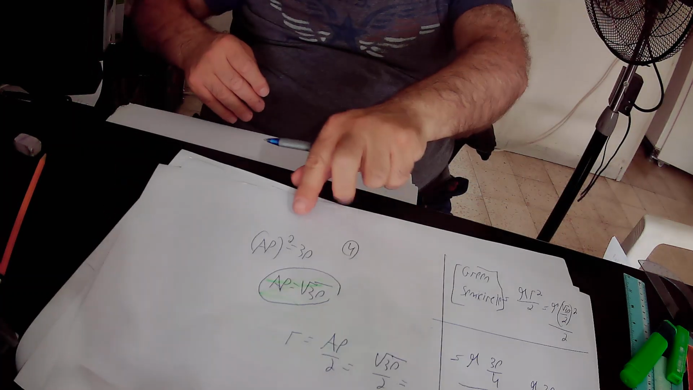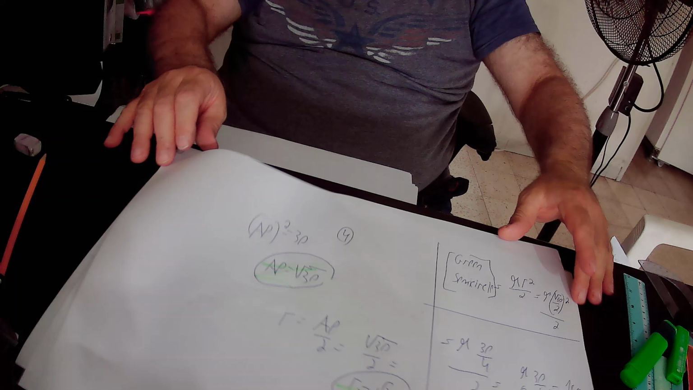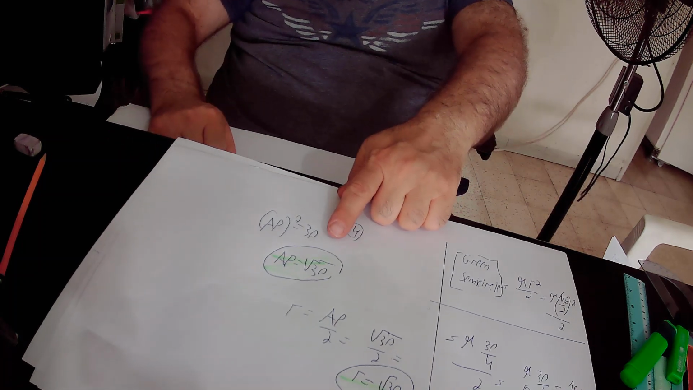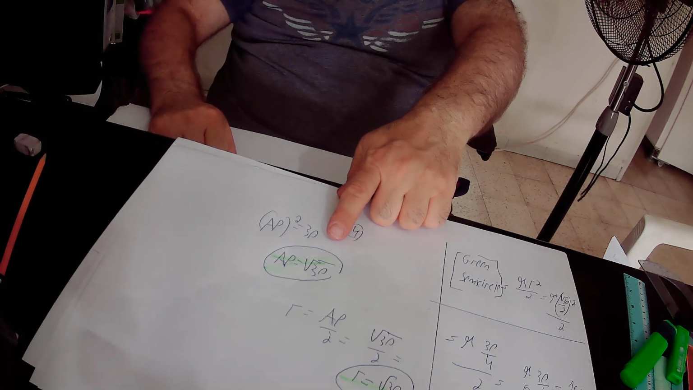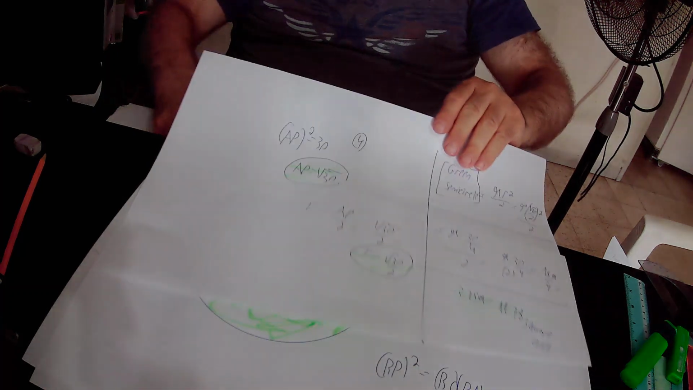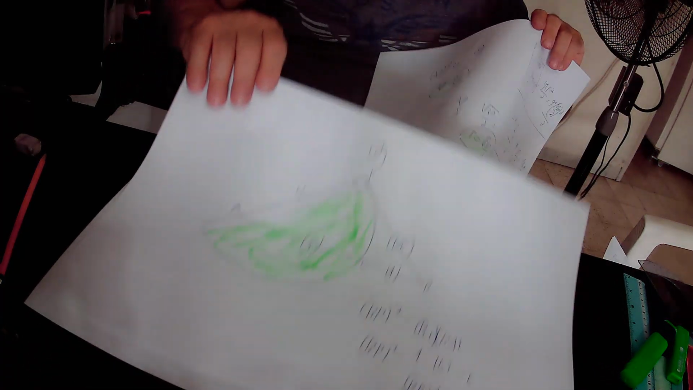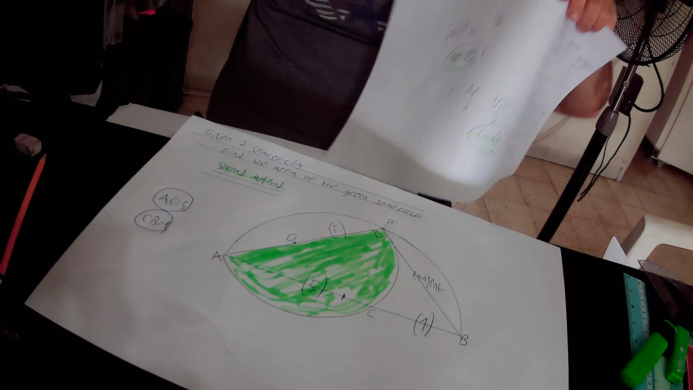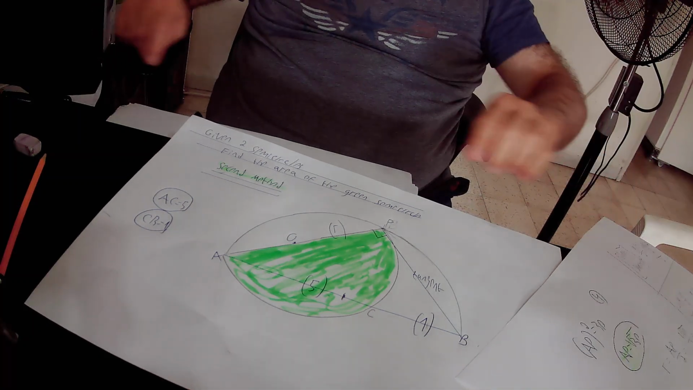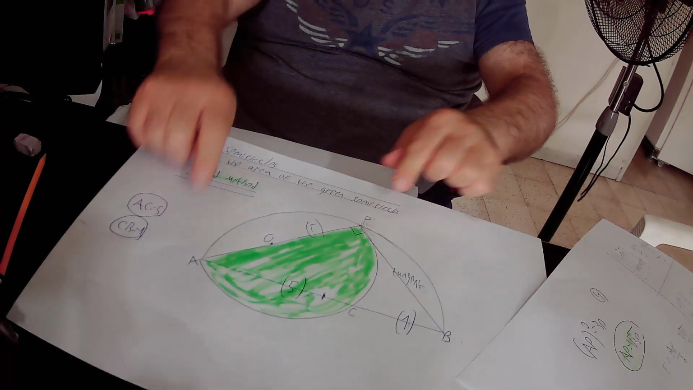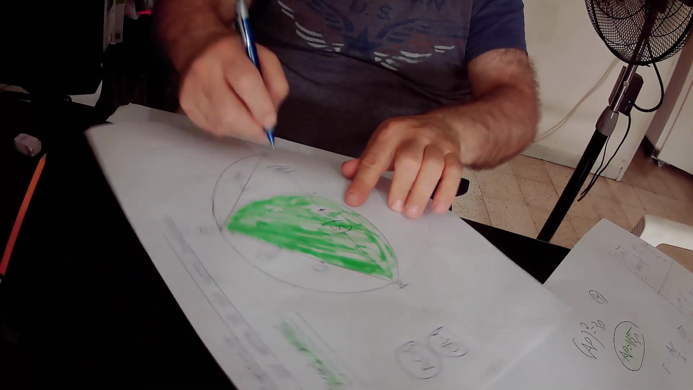Again, AP squared equals 30. We took the root of this equation and finally found that the missing side AP equals the square root of 30 units in length.